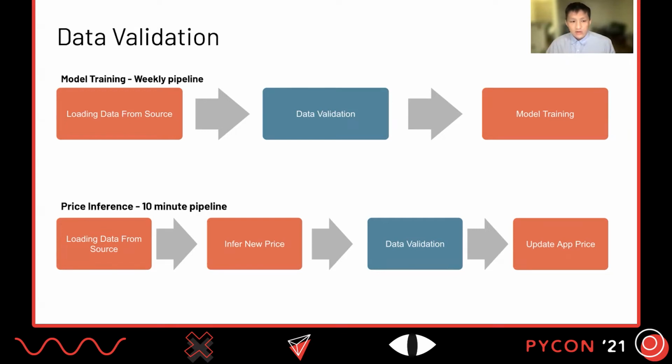On the other hand, we'll have an inference pipeline. And this pipeline, as we said, is running every 10 minutes. So we'll load the data from the source, run the model, and get the new prices. And then we'll perform data validation to check if these prices are reasonable before we update them on the app. For our inference pipeline that runs every 10 minutes, we're concerned about the time it takes for data validation to work because we cannot have a process that takes too much time. So for our 10-minute pipeline, we'll need a more lightweight data validation framework.